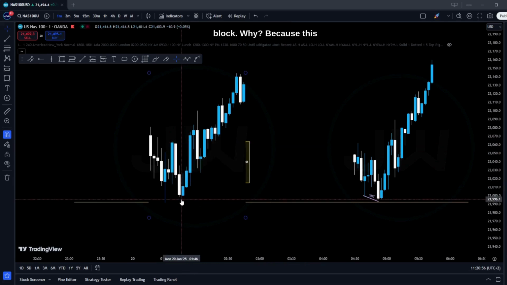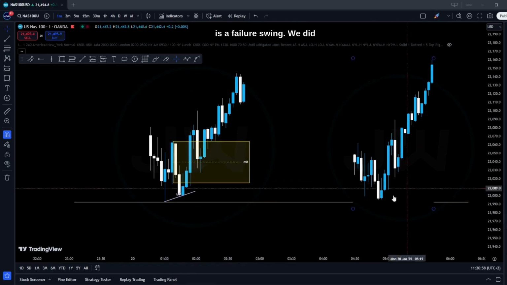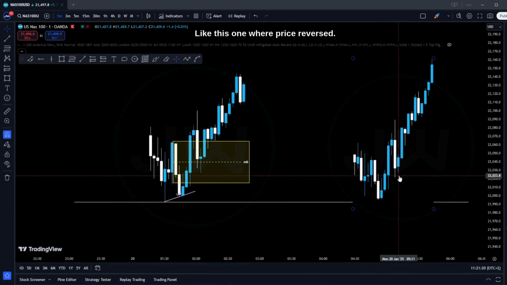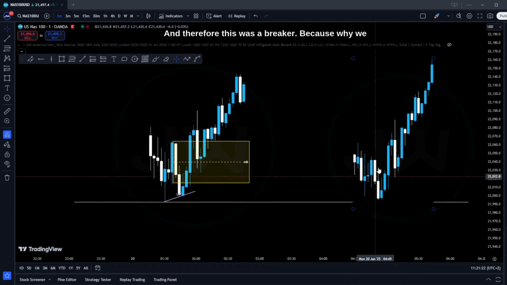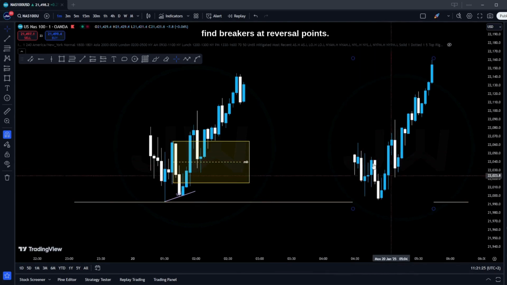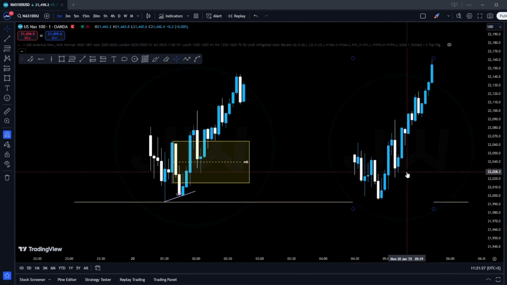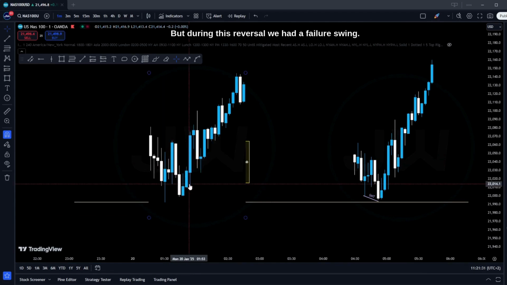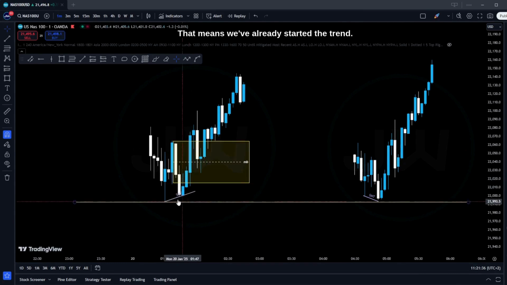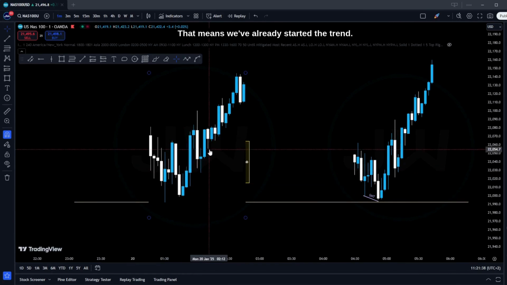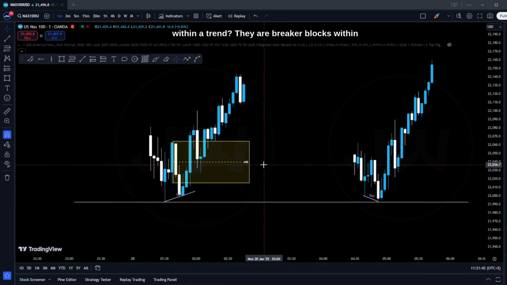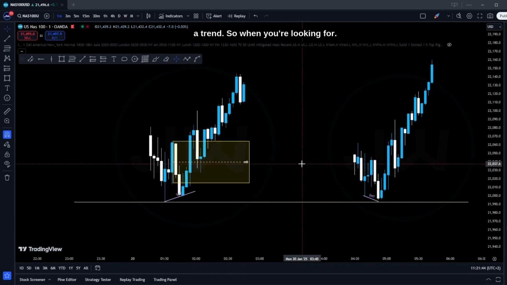Why? Because this is a failure swing. We did not sweep this previous low like this one, where price reversed, and therefore this was a breaker, because why? We find breakers at reversal points. But during this reversal we had a failure swing. That means we've already started the trend. And where do we find mitigation blocks within a trend? They are breaker blocks within a trend.